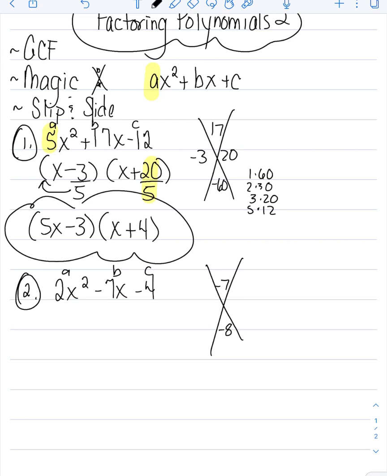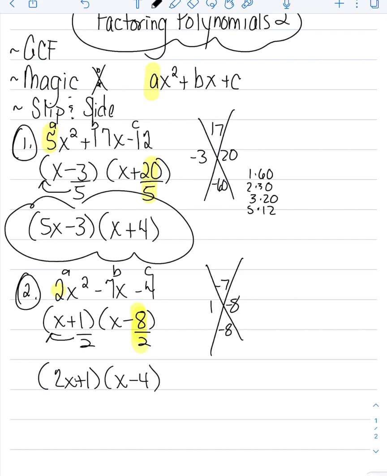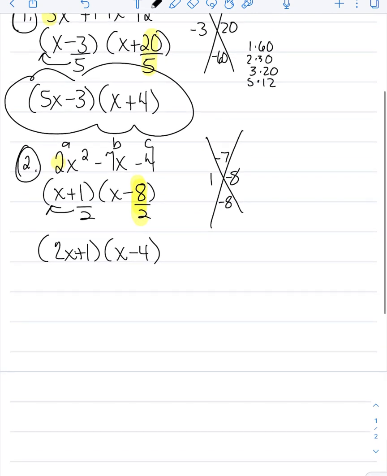Now let's find our factors of 8. Oh, I'm sorry, that should be an 8. Because if I make the 8 negative, negative 8 plus 1 is negative 7. 1 times negative 8 is negative 8. So let's write x plus 1 times x minus 8. But remember, we've got 2. Slip that 2 down there. And in this case, we do need to slide it over. So 2x plus 1, and 8 divided by 2 gives me a nice even 4. So times x minus 4.